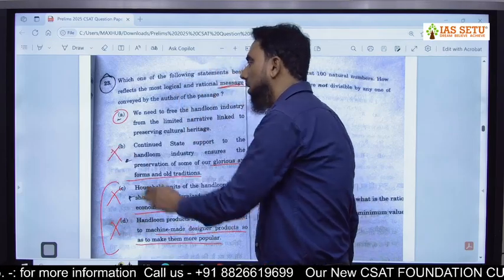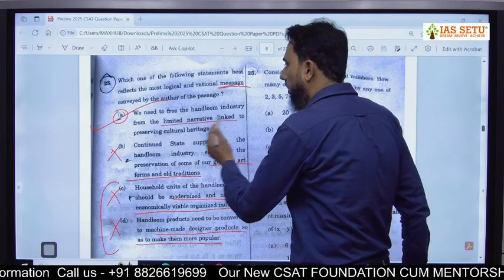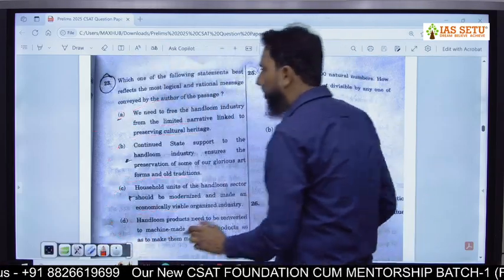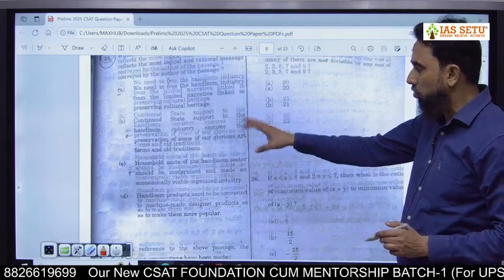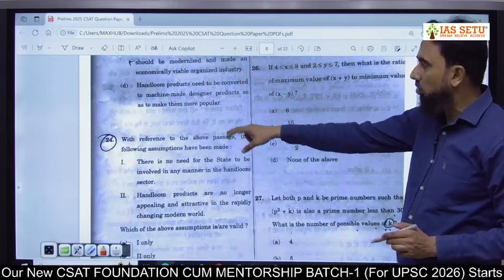B is the error. A is the best option: we need to free the handloom industry from the limited narrative linked to preserving cultural heritage. That's the reason many people have objection. So this narrative should be changed, right? So question number 23, the answer was option A.